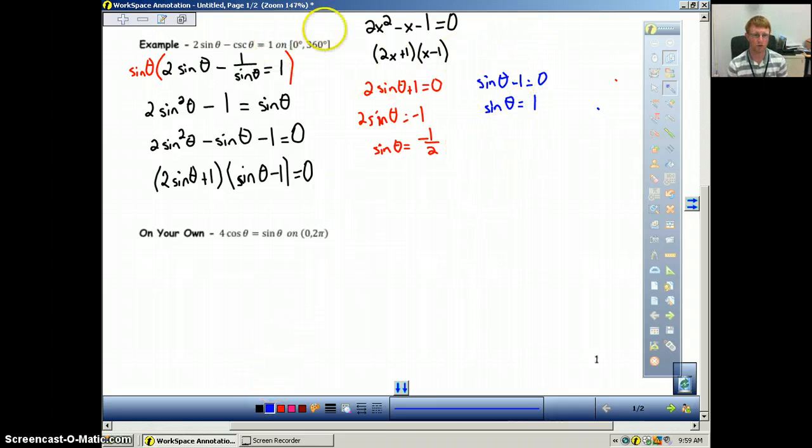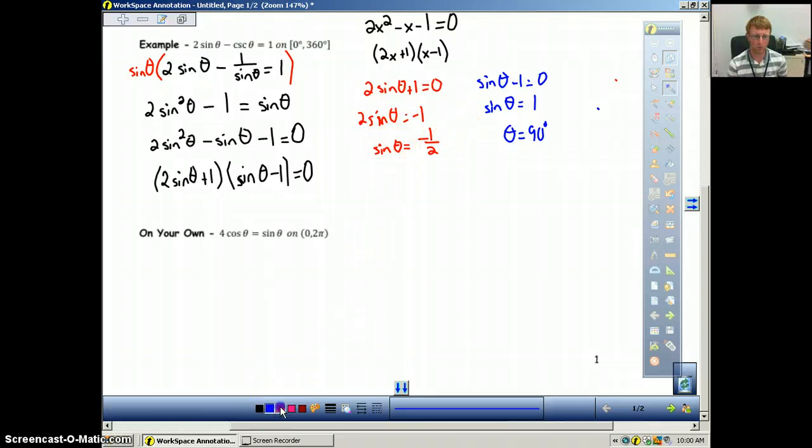So again, we are between 0 and 360 degrees here. So where is sine of theta equal to 1? Well, hopefully, remember, sine is the y value, and the y value will be 1 at 90 degrees. And that's the only place that it will actually work there. So that's our only answer for this one because it was equal to 1. It will only equal 1 one time between 0 and 360.